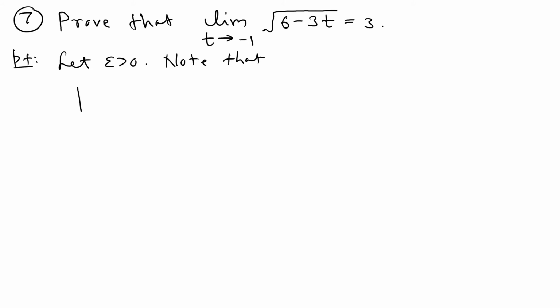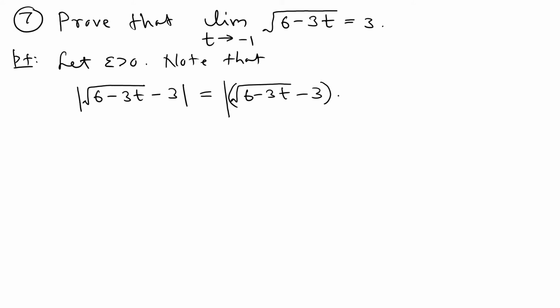Let's start with what we want to prove. |square root of 6 minus 3t, minus 3|, that's the limit and the function. This equals, again we're going to multiply the top and bottom by the conjugate. So we have square root of 6 minus 3t minus 3, that's the first term, times the conjugate of this. We only change the sign between, not inside. So that means we have square root of 6 minus 3t plus 3, and we divide by the same thing, square root of 6 minus 3t plus 3. No epsilon here.